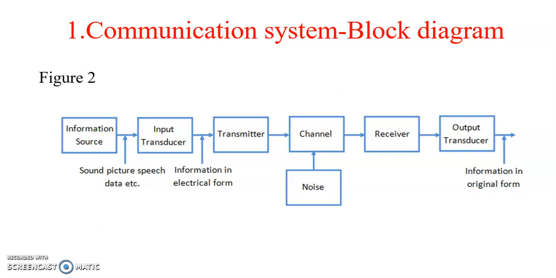The last step is the output transducer, which converts this electrical signal into a non-electrical signal so that we can read or hear the signals. If it is a voice signal, at the end there is a speaker through which we can hear the voice. If it is text, we can see the text or pictures using a monitor.